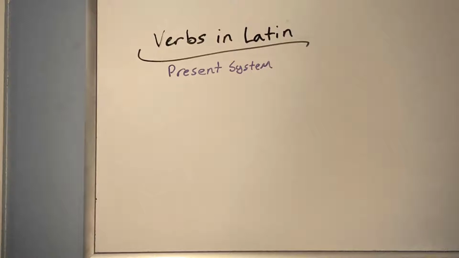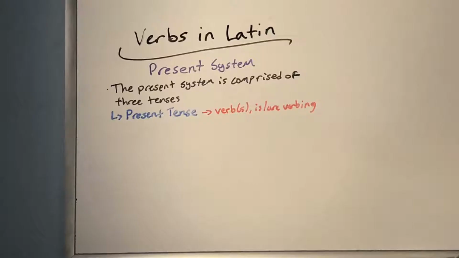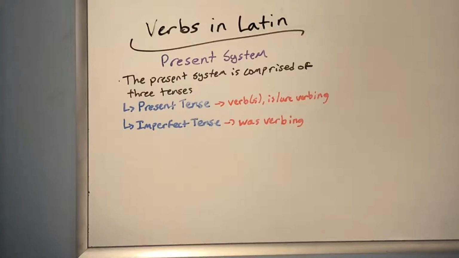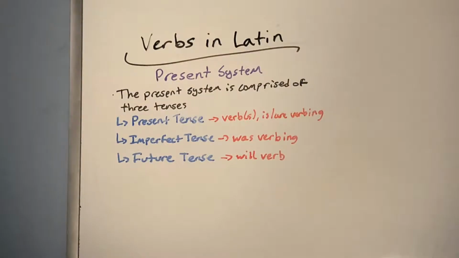One of those groups is known as the present system. The present system is comprised of three tenses. The present tense, this is things that go on in the present. You translate these verbs as verbs or is/are verbing. There's the imperfect tense, which can be translated as was verbing, and a couple of other things, but I'll get to that when I talk about the imperfect tense. And then there's the future tense, which talks about things that happen in the future. So these would be translated as will verb if you see a future ending on a verb.